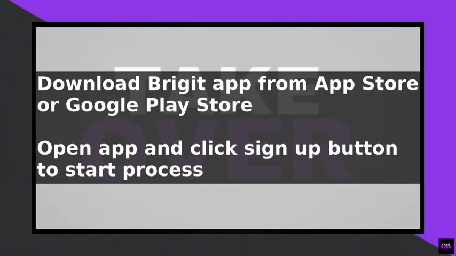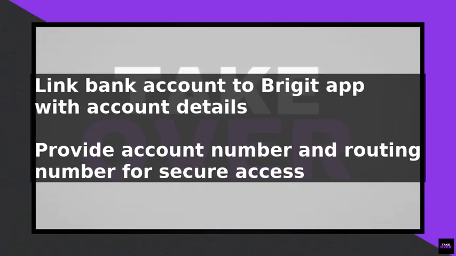Next, you will need to link your bank account to the Brigit app. This is a required step to use the Brigit Advance service. You will need to provide your bank account details, including the account number and routing number. Brigit uses advanced encryption to protect your banking information, so you can rest assured that your data is secure.